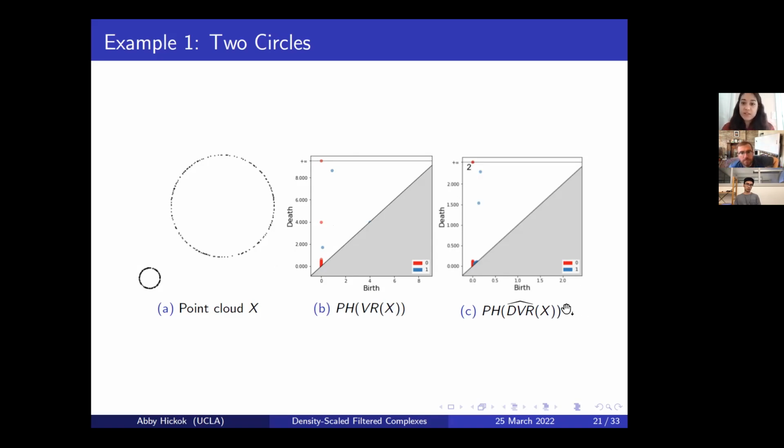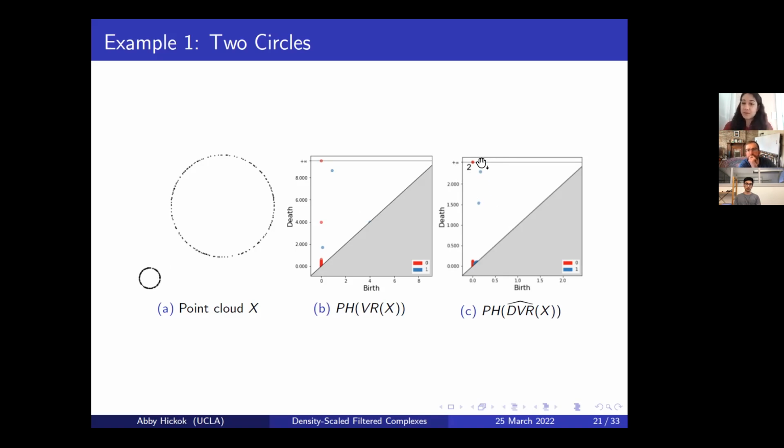Whereas on the right here, this is the approximate density scaled Rips complex. The two 1D homology classes are now, not exactly the same, but much closer in birth and death value than before. And now we have two infinite 0D homology classes, which correctly corresponds to having two connected components in the actual manifold. So I want to talk about this gap here a little bit.